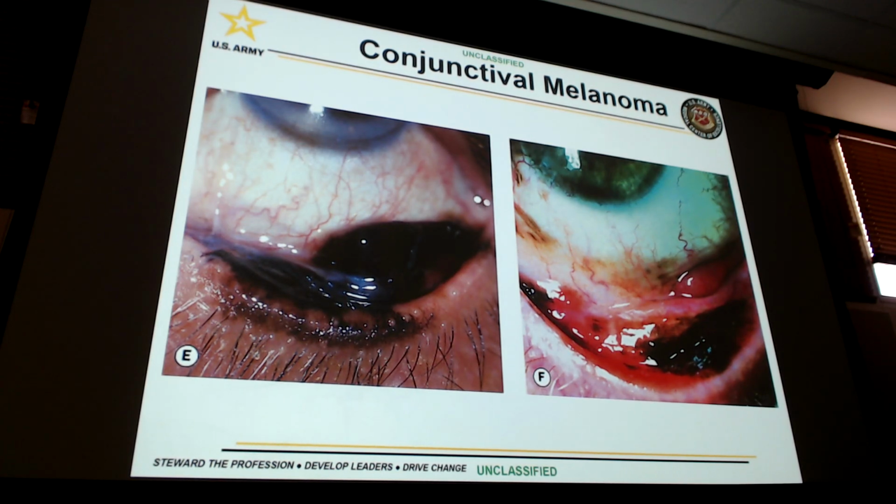Okay. You refer melanomas, by the way. Not to me. I'm not doing anything with it. Ophthalmology.